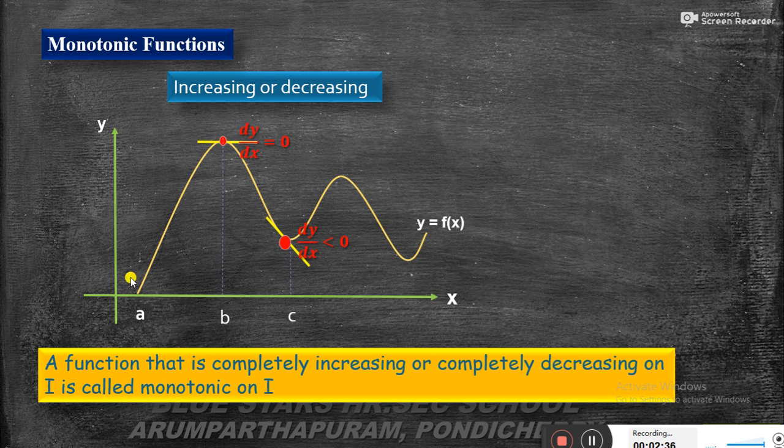You see, this is the curve. The curve is represented by the equation y equal to f of x. Here is the upper point, a flat point. At that point the derivative is equal to 0, and at the lower portion the derivative dy by dx is less than 0. Less than 0 represents strictly decreasing. So you see the definition: a function that is completely increasing or completely decreasing on I is called monotonic on I. That means an increasing function or a decreasing function we call a monotonic function on I.